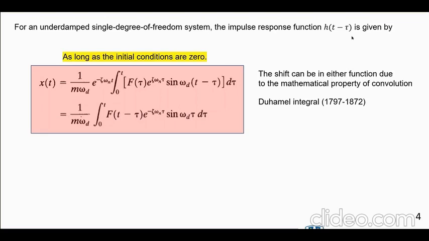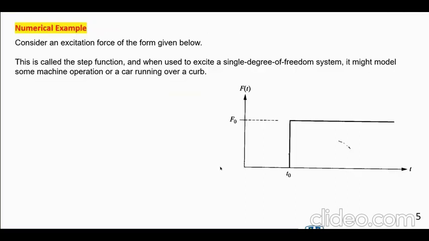And just remember that this shift can be either in f or in t, and that's what this is saying. By the way, this guy was alive about 100 years ago. Okay, so 50 years ago. So these are all relatively new stuff in the grand scale of things, civilization. These are very recent. Okay, let's do an example.